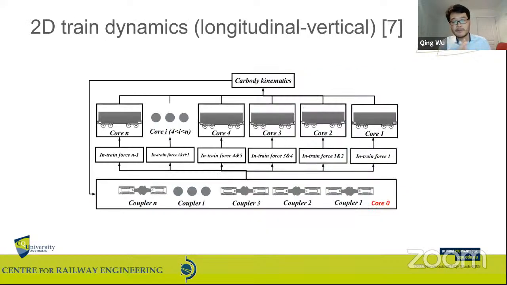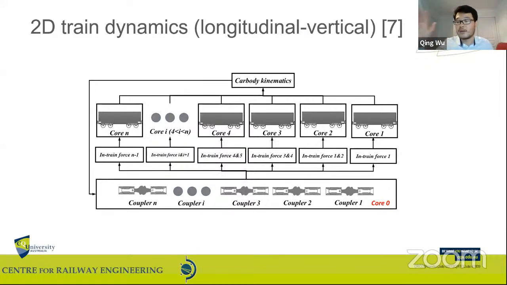Now, with parallel computing and the true 2D train dynamics model we described before, we can simulate the 2D train dynamics like shown in this picture. We divide the train into individual vehicles. Say if we have 100 vehicles in that train, we use 101 computer cores to simulate the model. Computer core zero, we call the master computer core. Computer cores 1 to 100, we call slave computer cores.